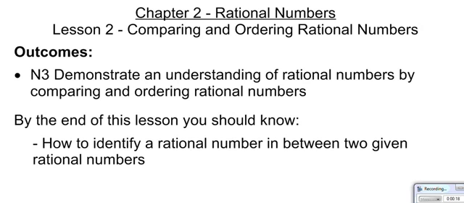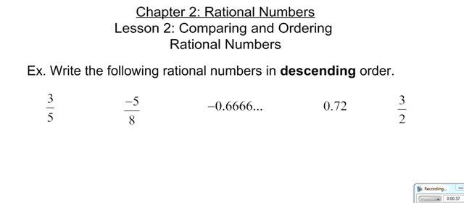The new thing this lesson that you should be able to do is identify a rational number that is in between two given rational numbers. So for example, if I gave you 2 and 3, they're both rational, you would need to come up with a value that's rational that is in between those. So we're going to practice that today. Before we move on to anything new though, I have some reminders for you, some review from lesson 1.